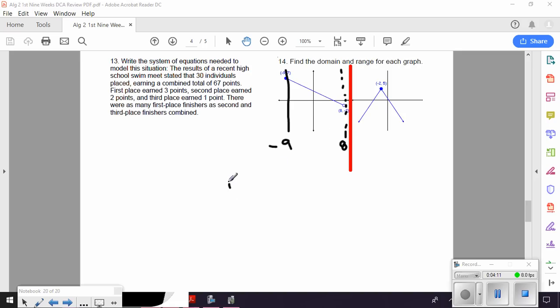So my domain is from -9 to 8. If I write it in interval notation, or in inequality notation, I would say -9 less than or equal to x less than 8.